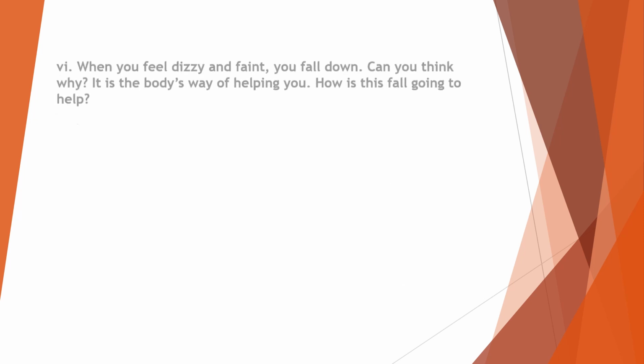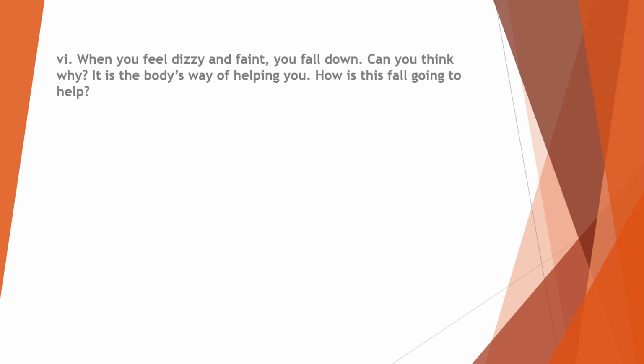Question number 6 is, when you feel dizzy and faint, you fall down. Can you think why? It is the body's way of helping you. How is this fall going to help? This question is a bit conceptual. Okay, what do you think? Why do you feel faint? Let me tell you. We feel dizzy and faint when our brain doesn't get proper supply of blood. And as a result, we fall down.